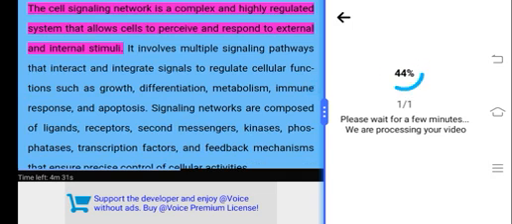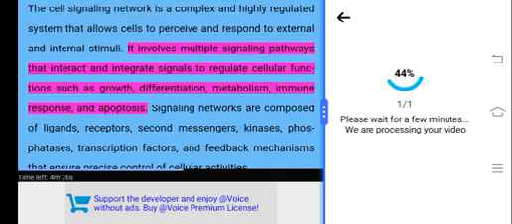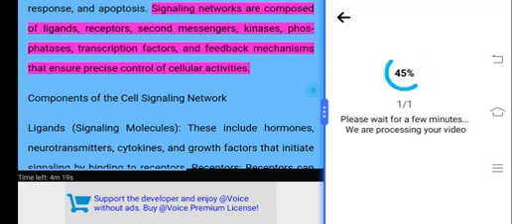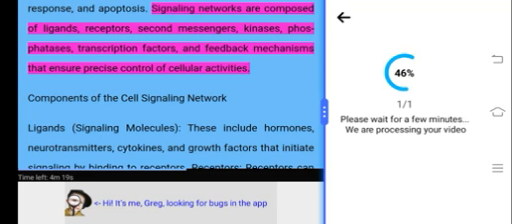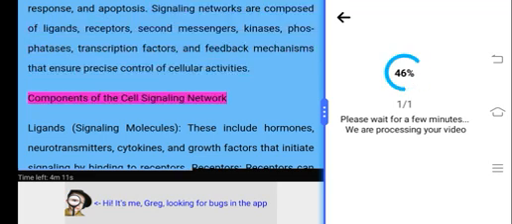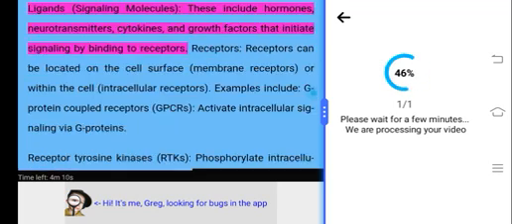The cell signaling network is a complex and highly regulated system that allows cells to perceive and respond to external and internal stimuli. It involves multiple signaling pathways that interact and integrate signals to regulate cellular functions such as growth, differentiation, metabolism, immune response, and apoptosis. Signaling networks are composed of ligands, receptors, second messengers, kinases, phosphatases, transcription factors, and feedback mechanisms that ensure precise control of cellular activities. Components of the cell signaling network.